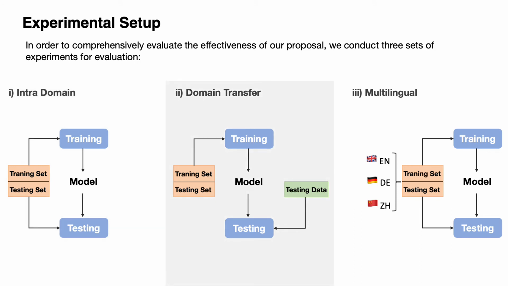The second experiment is domain transfer. We train the models on a large dataset which covers a variety of topics and test them on other challenging real-world testing datasets. Furthermore, we also extend to a multilingual experimental setting. We train and test our model on 3 datasets within different languages. In this work, we consider English, German, and Chinese to assess our proposed strategy's generality within different languages.